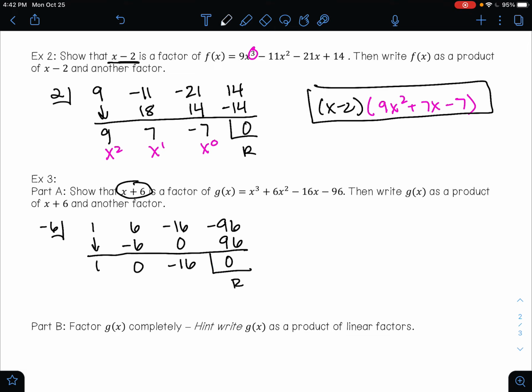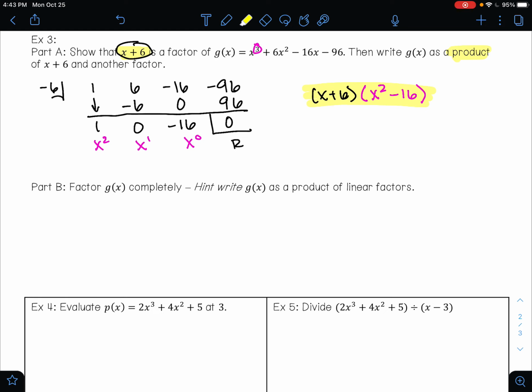So my factors are x plus 6, my divisor, times, let's see what we get here. I started with x cubed, so this is going to be x squared, x to the first, and x to the 0th power. So my other factor is going to be 1x squared plus 0x, so I don't need to write that, minus 16. So this is my second factor, and so this is g of x written as a product of x plus 6 and another factor. Let's move on to part B.